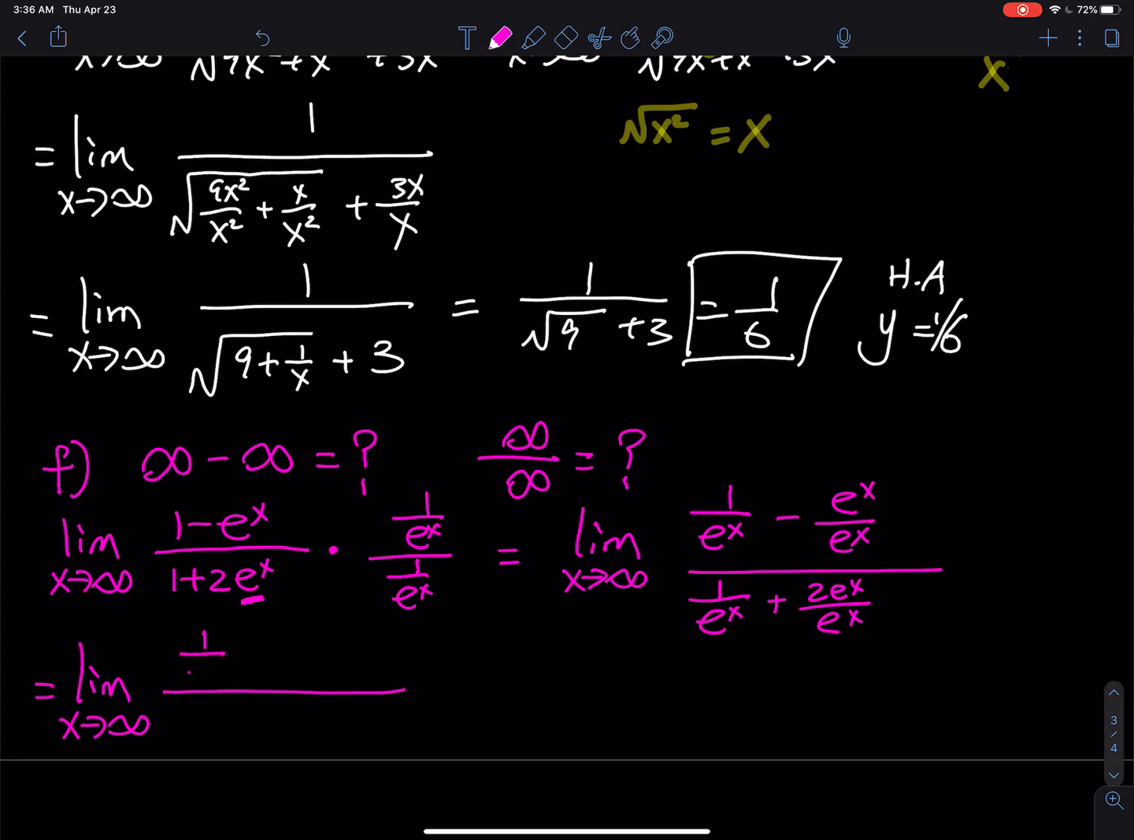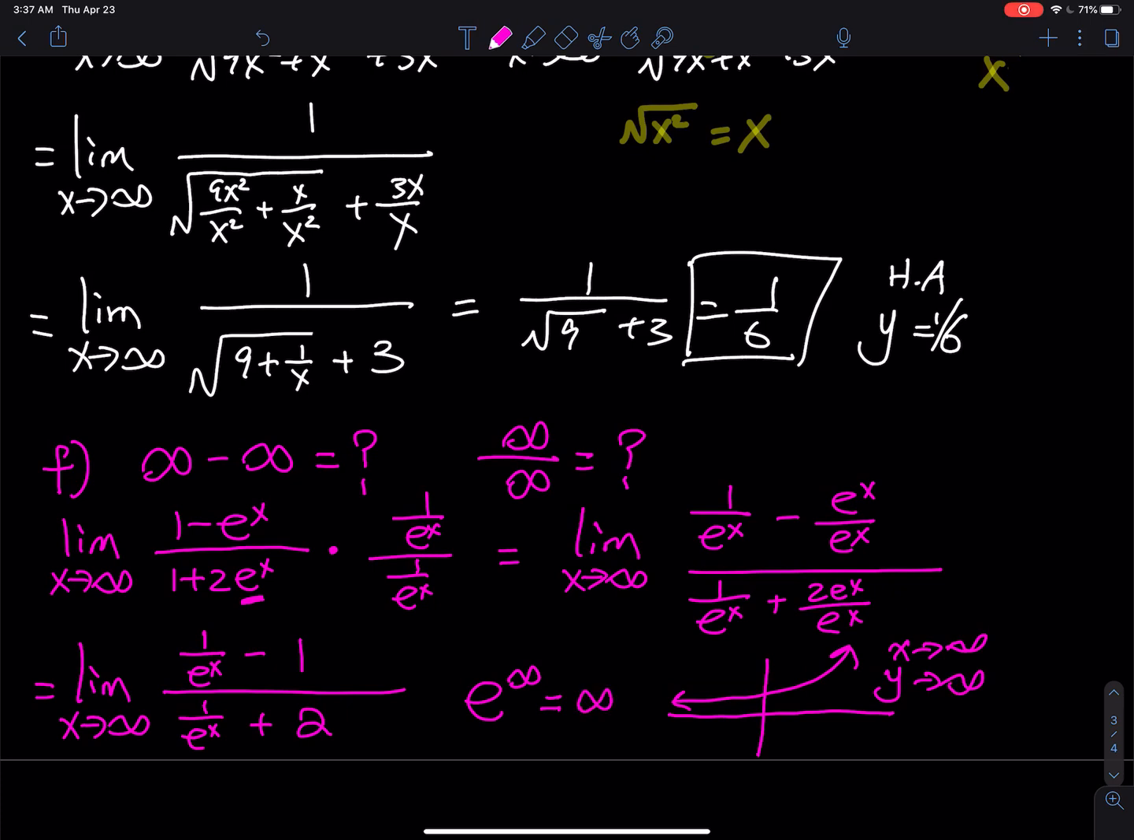And then 1 divided by e to the x minus 1, and then 1 divided by e to the x plus 2. Okay, now as x approaches infinity, we have e to the infinity, right? What is that equal to? Let's draw a graph. The graph of the exponential function looks like this, right? So as x approaches infinity, y approaches infinity. So this one is just infinity.